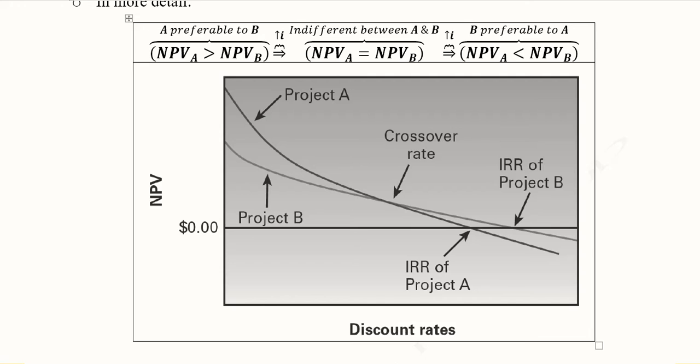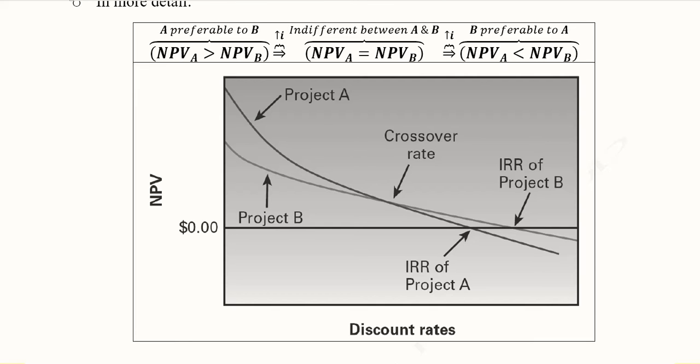Here on the x-axis we have discount rates and on the y-axis we have NPV. This is the origin, and we can see that there are two curves. One is for project A and the other one is for project B. Here we can see that project A is more desirable because at this discount rate project A has a higher level of NPV, whereas project B at the same discount rate has a lower level of NPV. Here both of them are equal. The same discount rate will give rise to the same level of NPV for both of the projects.